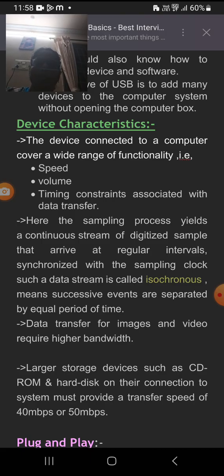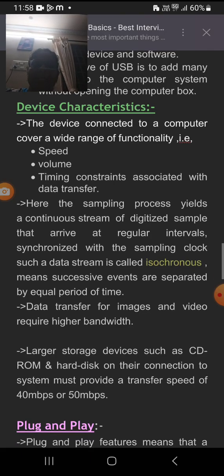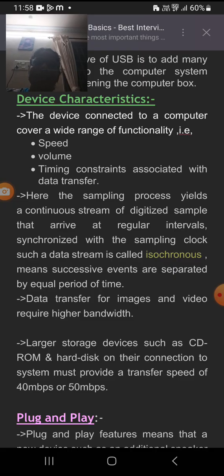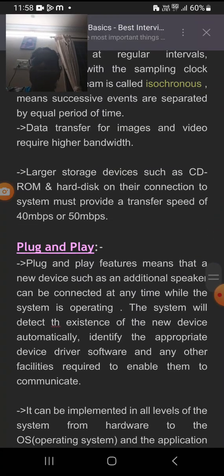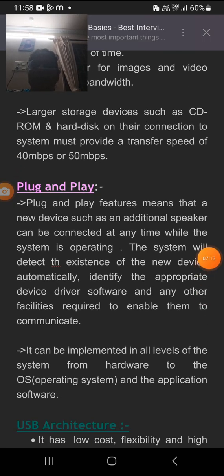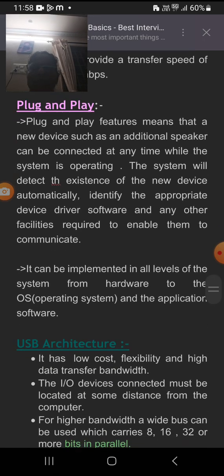Large storage devices such as CD-ROMs and hard disks, when connected to the system, must provide a transfer speed of 40 megabits or 50 megabits per second. Plug and play is a feature that means new devices, such as additional speakers, can be connected at any time while the system is operating. The system will detect the extension of a new device automatically, identify the appropriate device driver software and any other facilities required to enable them to communicate. It can be implemented at all levels of the system, from hardware to the operating system and the application software.